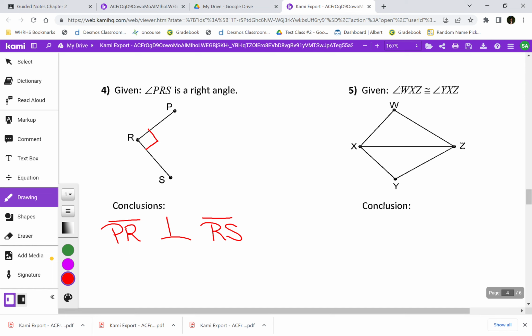So, if no cheating, block your computers. There's no cheating. If angle WXZ, I will mark it for you. I'm even helping you out by, actually, I'm not going to mark it for you. You're on your own. If angle WXZ is congruent to angle YXZ, what is the best conclusion? If you get this right, I will give you 2 points on the next quiz.